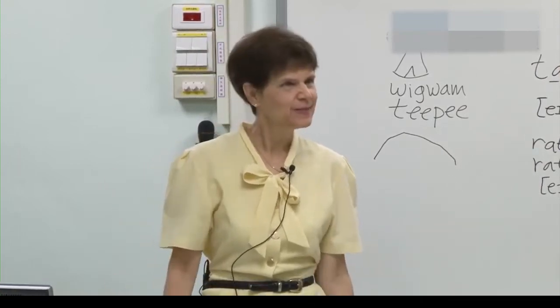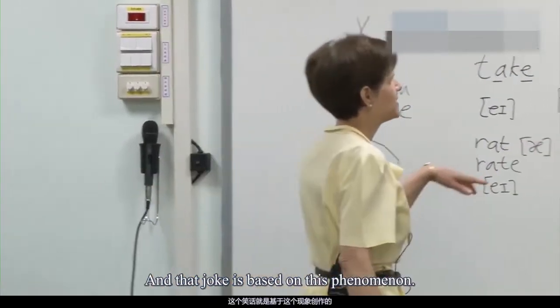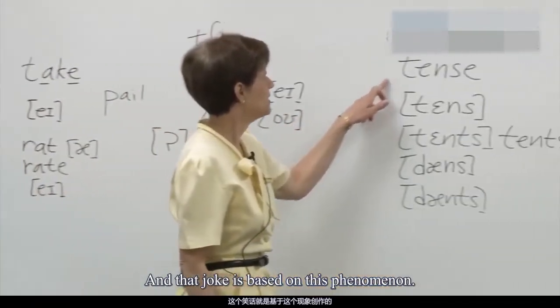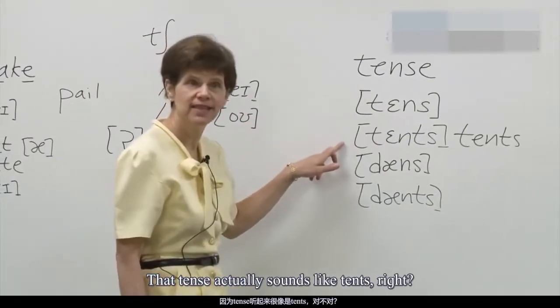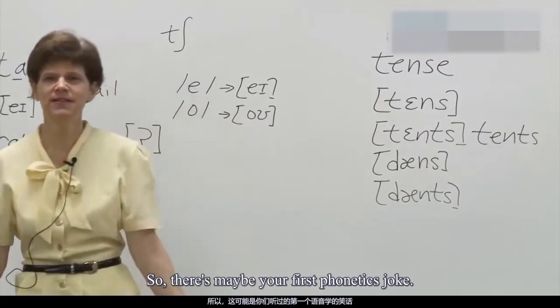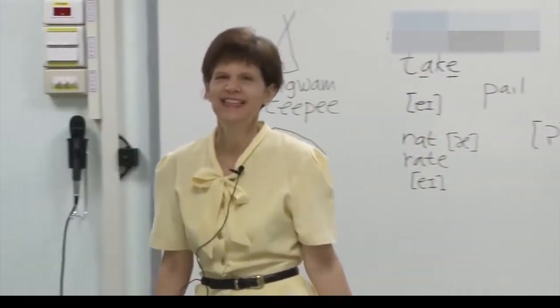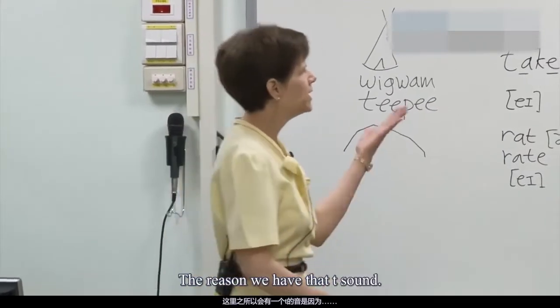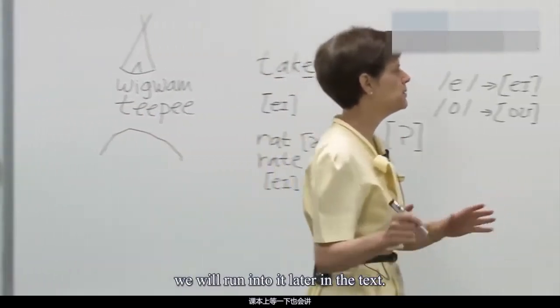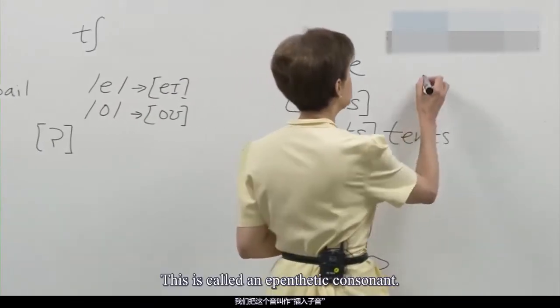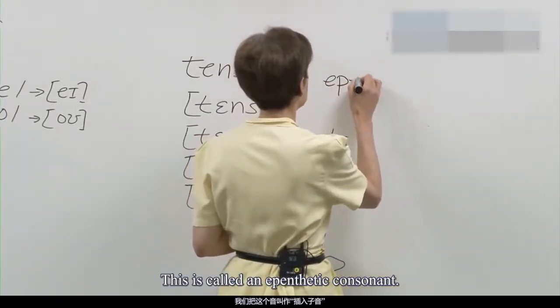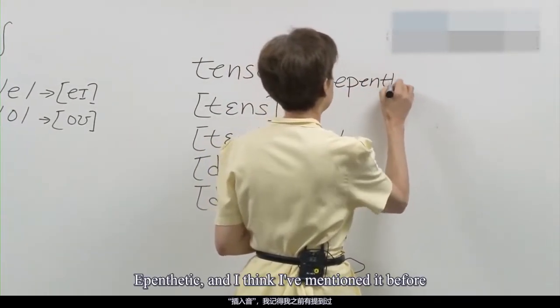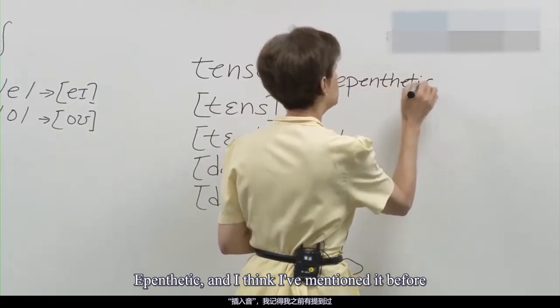Isn't that good? And that joke is based on this phenomenon that tense actually sounds like tents, right? So there's maybe your first phonetics joke. This is a really famous one, and it's a good one that illustrates it. The reason we have that T sound, we will run into it later in the text. This is called an epenthetic consonant. Epenthetic. And I think I've mentioned it before.